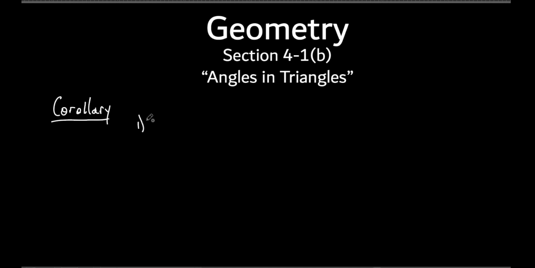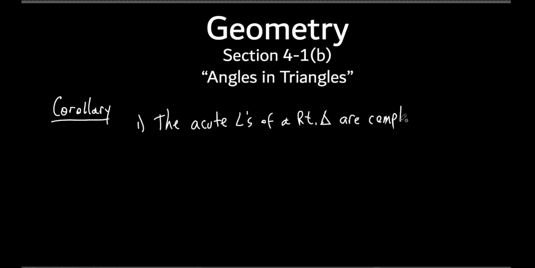All right, the first corollary that we're going to do says this. It says the acute angles, let's write it down. I think it's probably good to write it down. The acute angles of a right triangle, I'll just shorten right triangle. The acute angles of a right triangle are, I don't know if we've used this word before, but we're going to use it now.